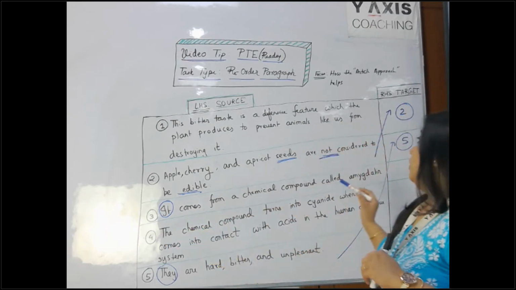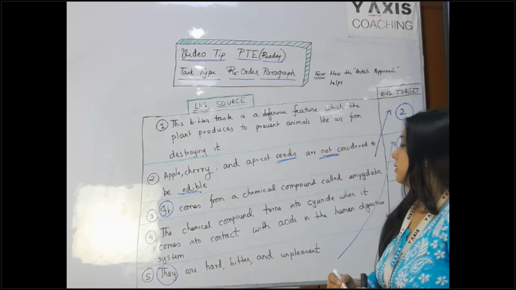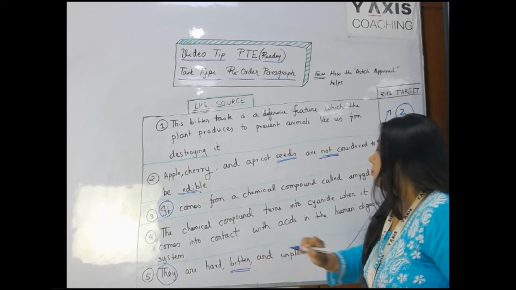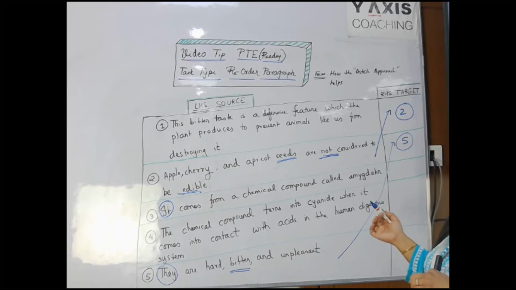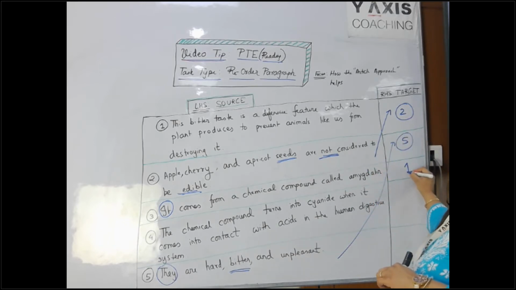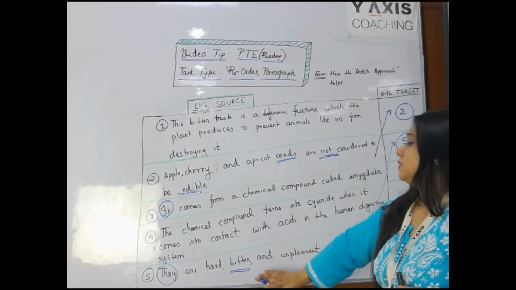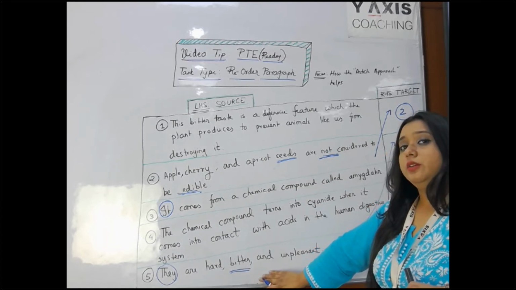Okay. Now in the previous sentence, it said that they are hard, bitter and unpleasant. So definitely it makes sense now. So after 2, 5, it should be 1, because in the previous sentence, in the object, it's already written over here.